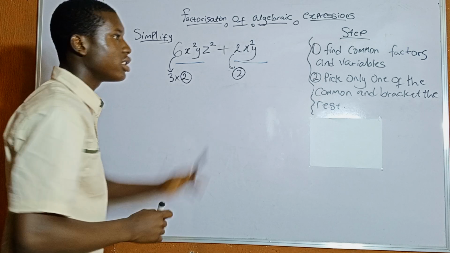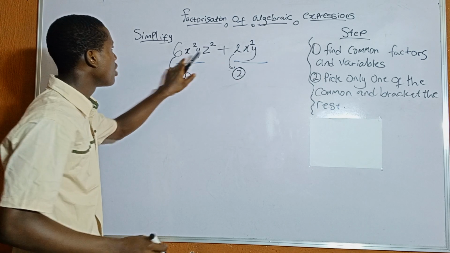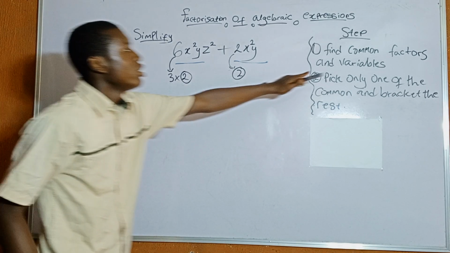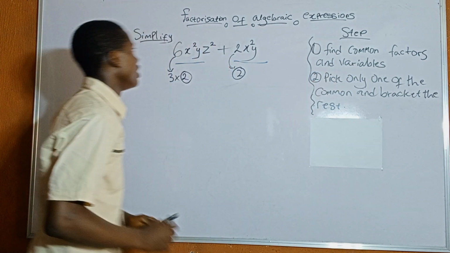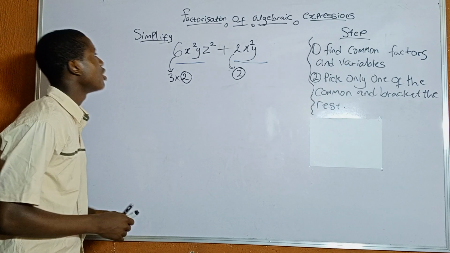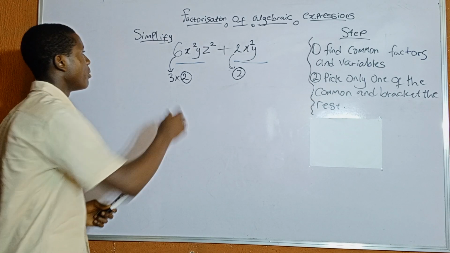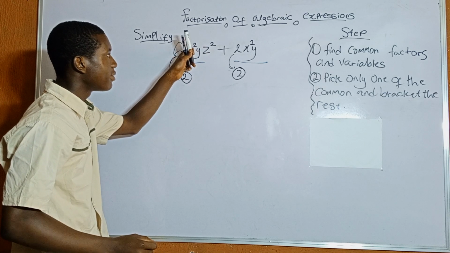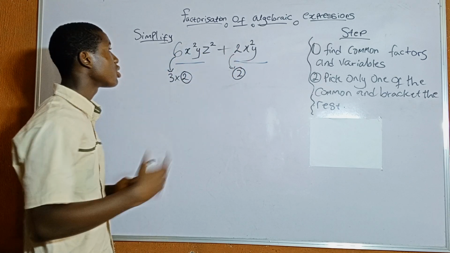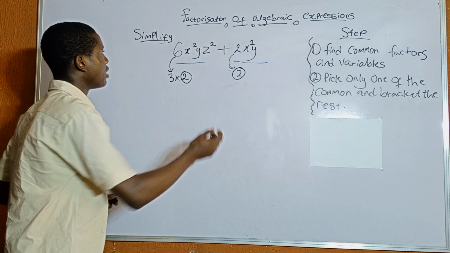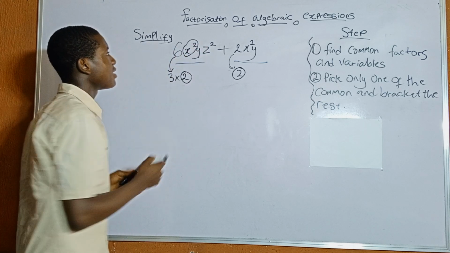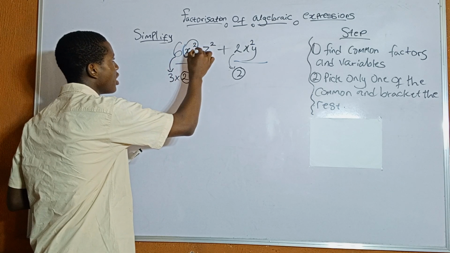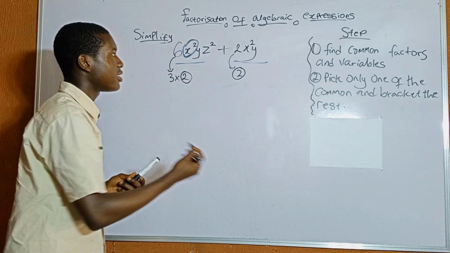And the next, since there are no more numbers, this is not common, so you leave this one out. It says find common variables. What are variables? Variables are numbers which you don't have their specific value, which are x, y, and z. Now we have x squared here, and in this other part of the equation we also have x squared. So all we can do is pick both of them. Since they are similar, we can just pick out x squared.